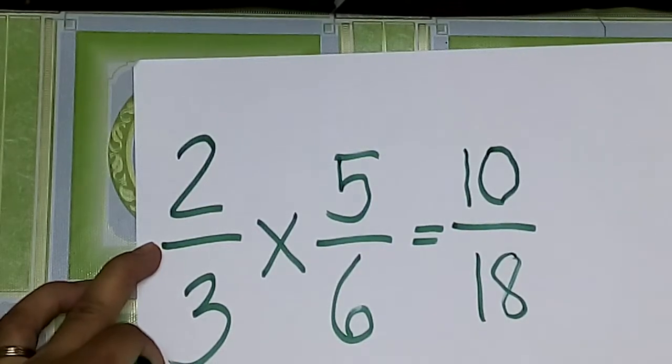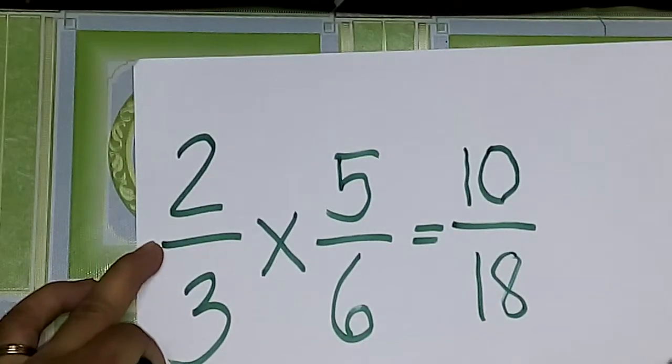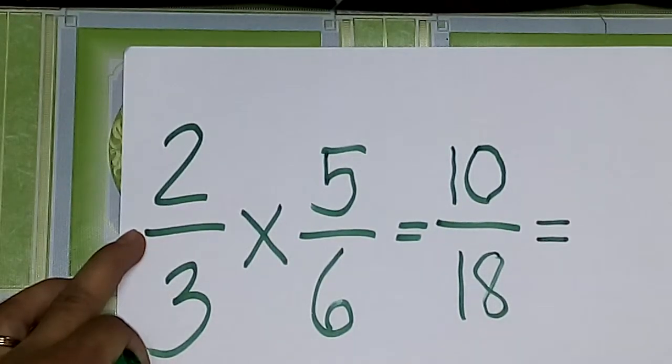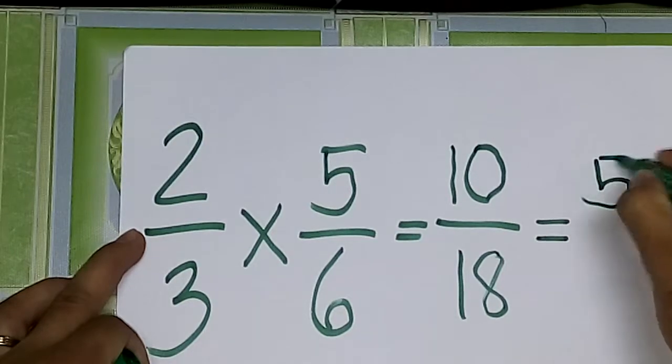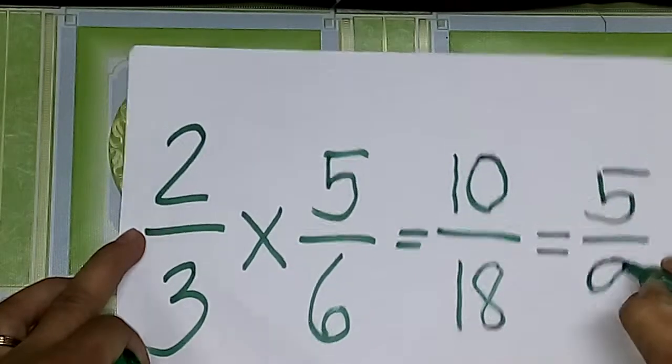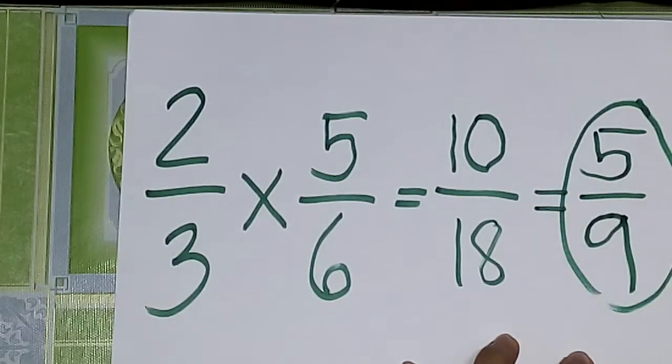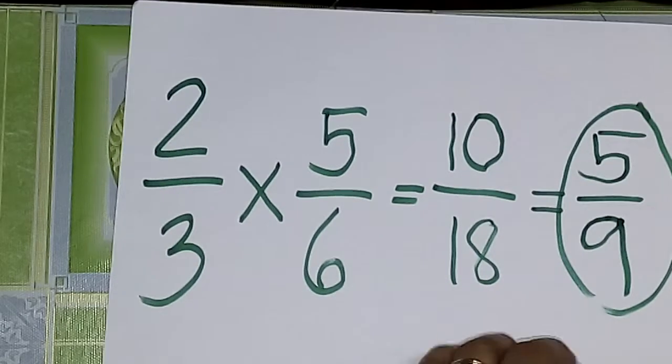The last step is to simplify your answer, or simply reducing the answer to lowest term. 10/18 is equal to 5/9. And 5/9 is our final answer, and that is already reduced to lowest term.